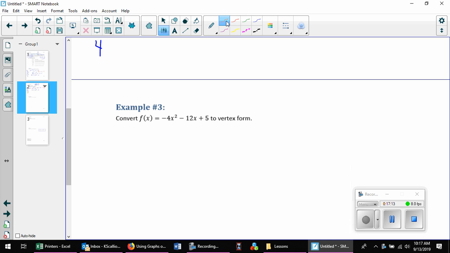All right, step 1, group my x's. What's step 2? Take out that coefficient, right? Common coefficient. Sometimes it's not going to look very common, but it's got to come out. So the negative 4 is going to come out. I'm left with x squared plus 3x. I'm going to leave some space in my brackets. And then plus 5.